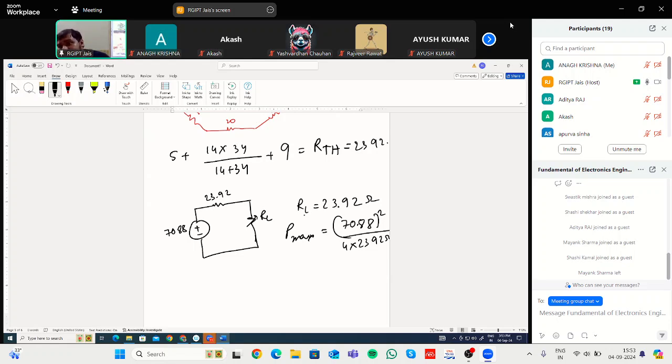Tomorrow we'll do the next part, that is how to apply the maximum power transfer theorem when there is a dependent source. To do that, you also have to solve Thevenin's theorem with a dependent source. Ayush was asking to repeat what was done yesterday, so tomorrow we'll repeat that. Don't miss tomorrow's class. We'll solve more examples on the maximum power transfer theorem.